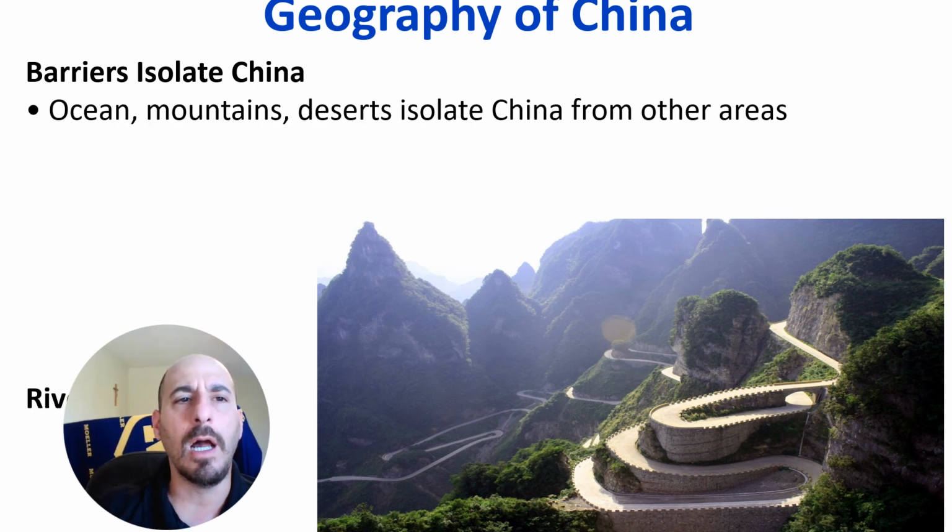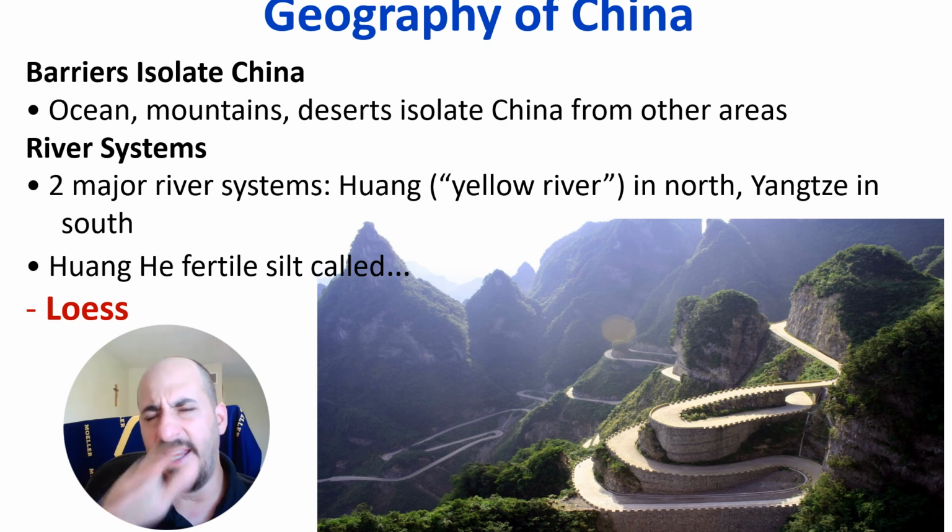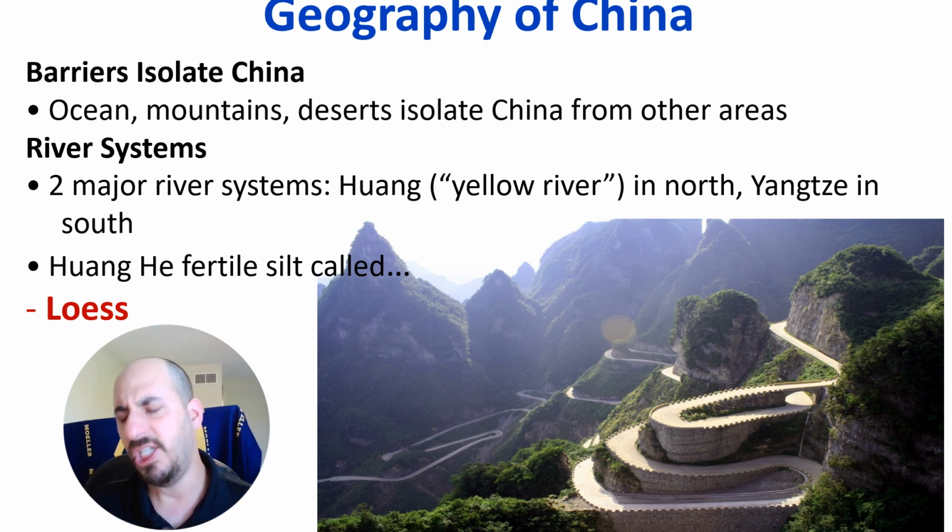Okay, so China has a lot of similarities to India in that China is geographically segregated from much of the world. Now, that doesn't mean people can't go to other places, but it's very difficult. So, what does China have? China has an ocean. It's got the Pacific Ocean, the South China Sea. That kind of seals off part of the country.